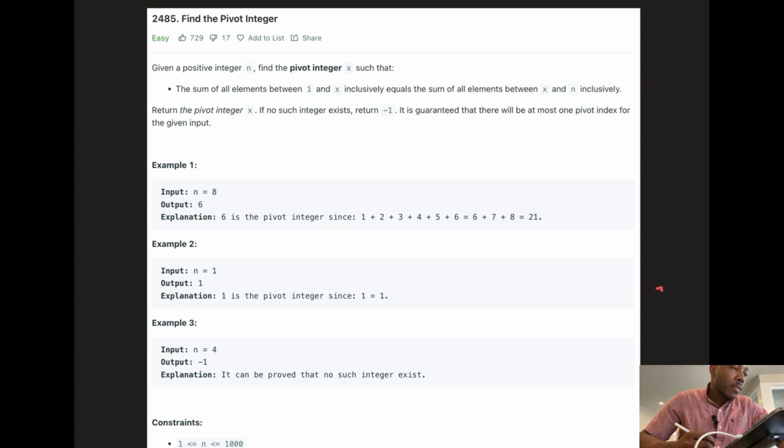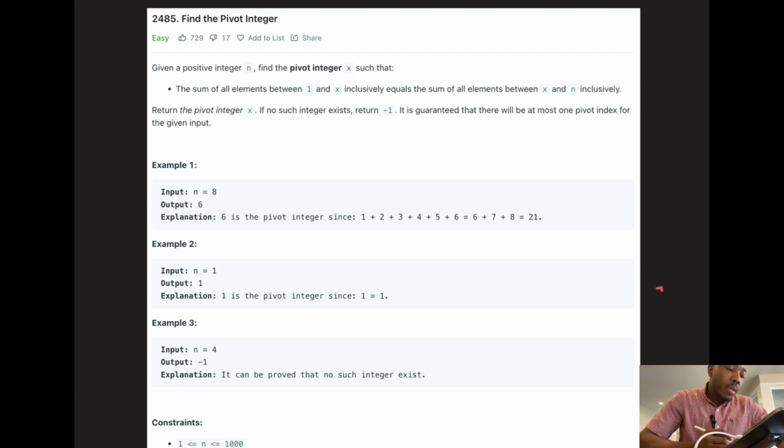So the problem is Leetcode 2485, titled Find the Pivot Integer. The problem reads: given a positive integer n, find the pivot integer x such that the sum of all elements between 1 and x inclusively equals the sum of all elements between x and n inclusively. Return the pivot integer x. If no such integer exists, return -1. And it is guaranteed that there will be at most one pivot index for the given input.